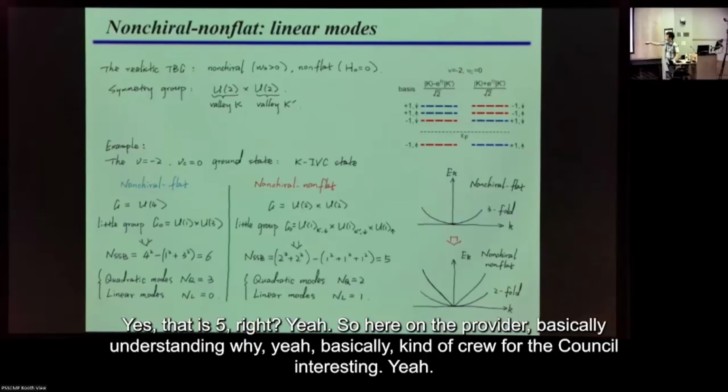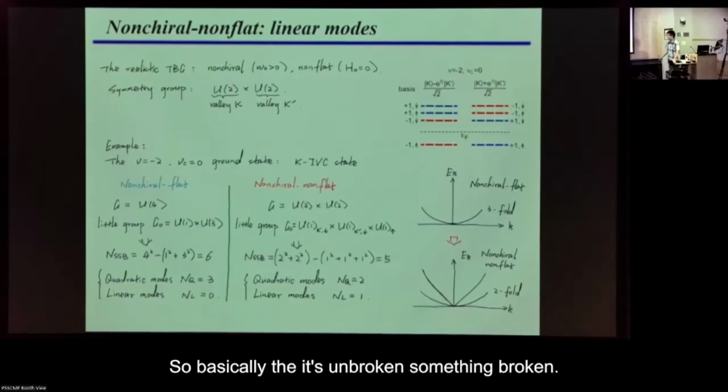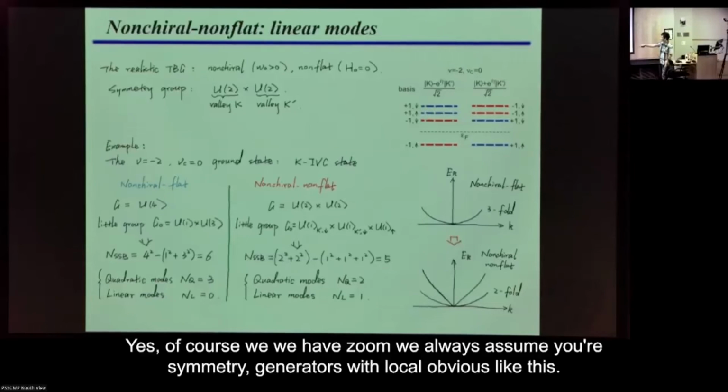So that's your remaining little group. Now the dimension of the little group is 3. It's an odd number. So if you count the number of broken symmetries, it is 5, which cannot all be quadratic, right? So in this case, what you have is 2 quadratic modes and 1 linear mode. So basically one of the quadratic modes will be lifted into a linear mode.